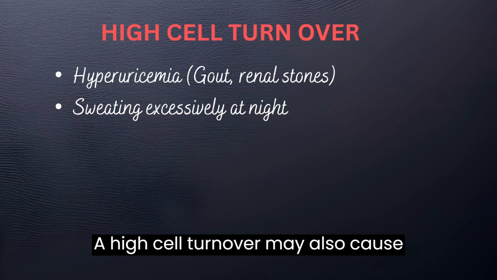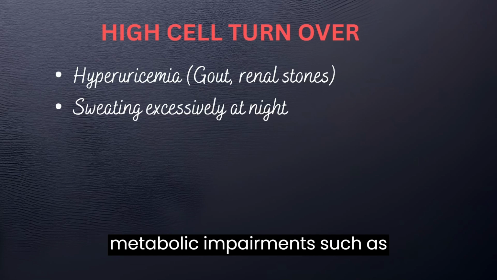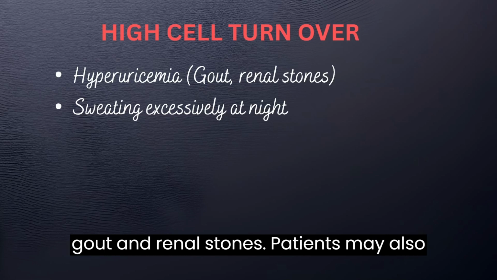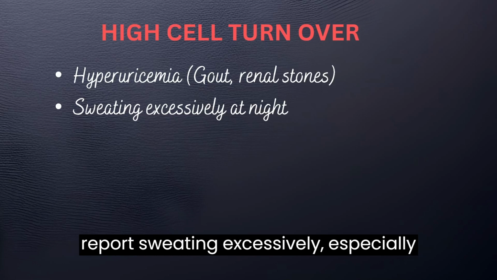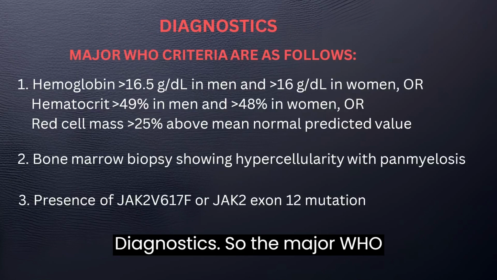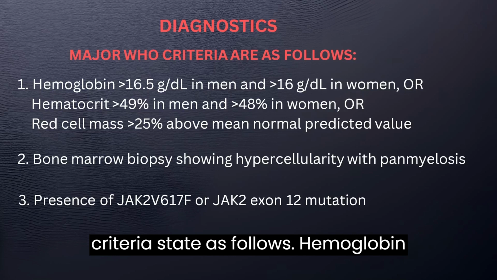A high cell turnover may also cause metabolic impairment such as hyperuricemia, which predisposes to gout and renal stones. Patients may also report sweating excessively, especially at night. Diagnostics. So the major WHO criteria state as follows.